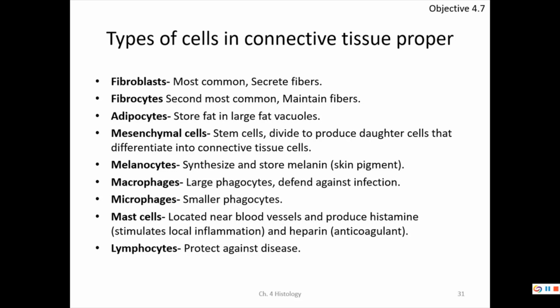Microphages are the small phagocytes, my little eaters or small eaters. Macrophages, big eaters. Microphages, little eaters.